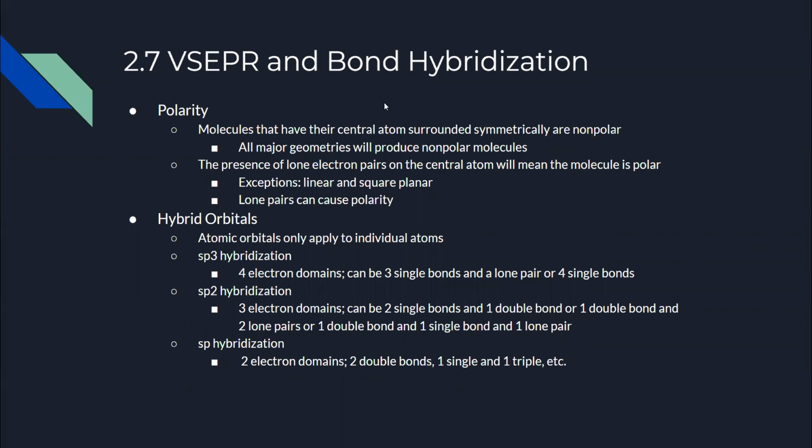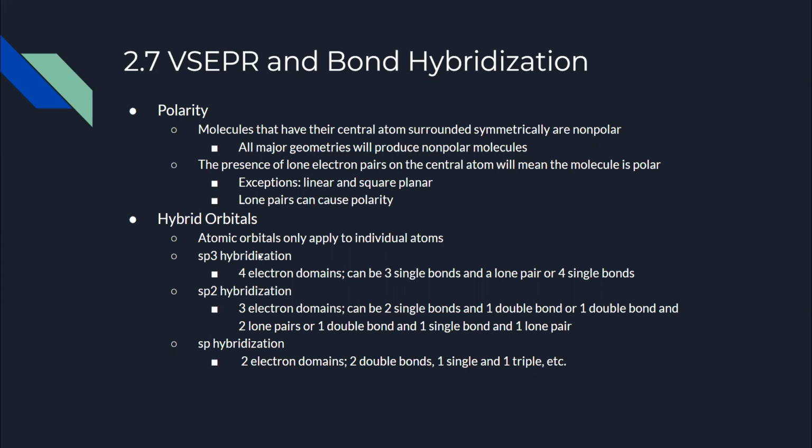You also have polarity. When molecules have their central atoms surrounded symmetrically, they're nonpolar, so all major geometries will produce nonpolar molecules. The presence of a lone electron pair on the central atom will mean the molecule is polar, with some exceptions such as linear and square planar, which are almost always nonpolar, and lone pairs can cause polarity.